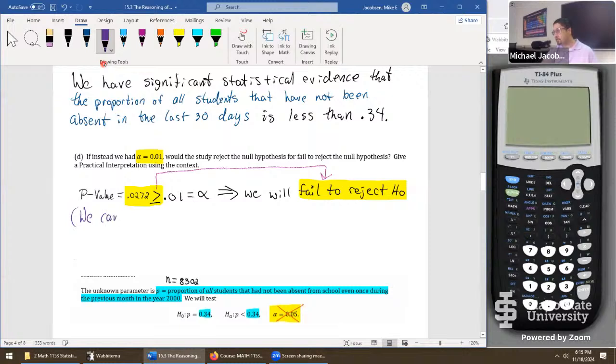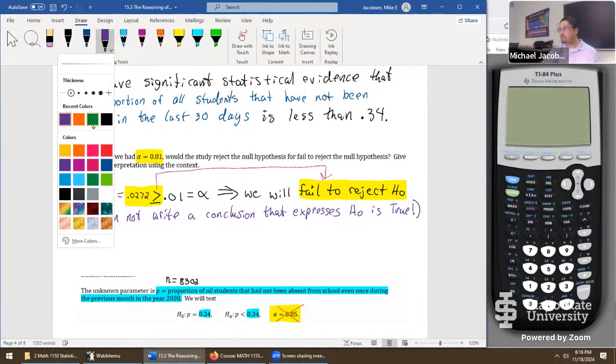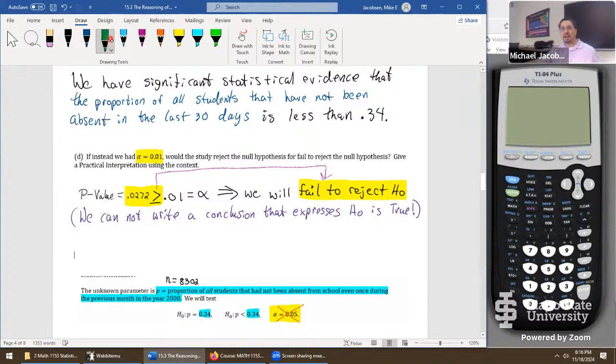We cannot write a conclusion that expresses H naught is true. That deserves an exclamation mark, because again, that's something that feels really awful about hypothesis testing. If we fail to reject the null hypothesis, it doesn't mean we're accepting the null hypothesis either.